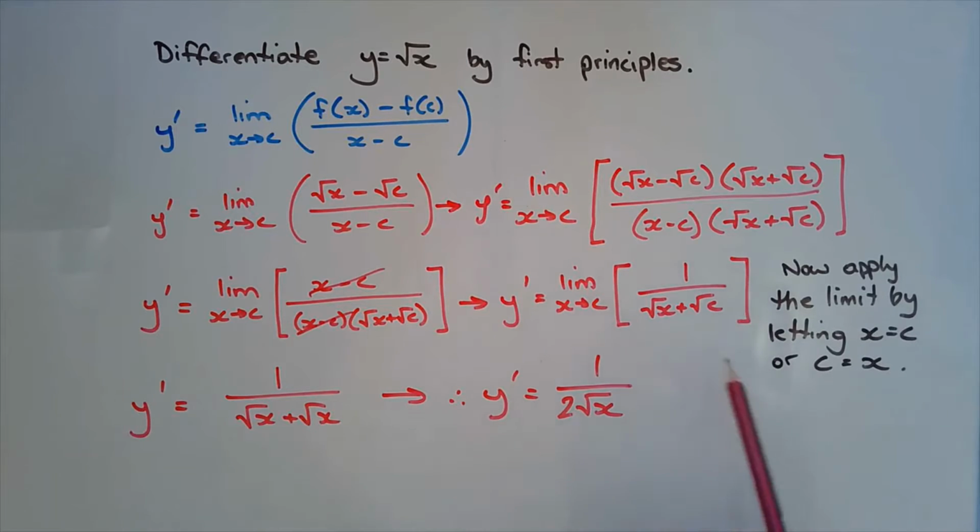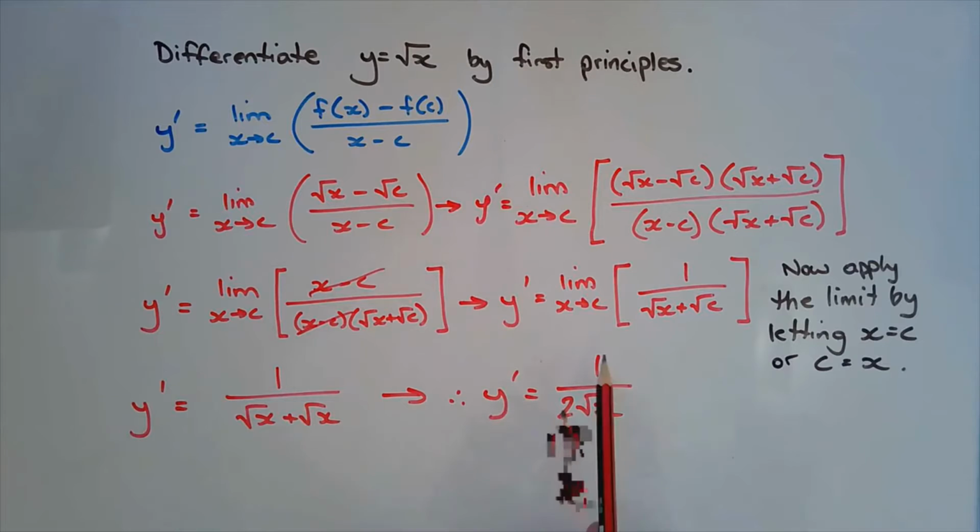So what's nice about this is that you will not get a division by 0 if you apply the limit. So I think it's safe now that we can apply the limit. So now apply the limit by letting x equal c, or we can let c equal x. Either way, we're letting the x and the c be equal to each other. So what I'm going to do is replace the c with an x, and we end up with y dash equals 1 over the square root of x plus the square root of x. And of course, we can collect the like terms, and we end up with y dash, or the first derivative, is equal to 1 over 2 times the square root of x.